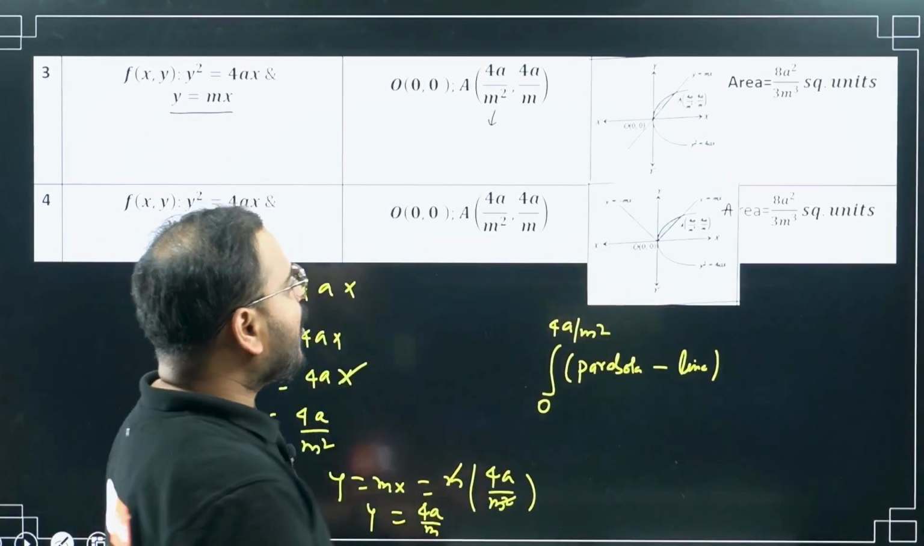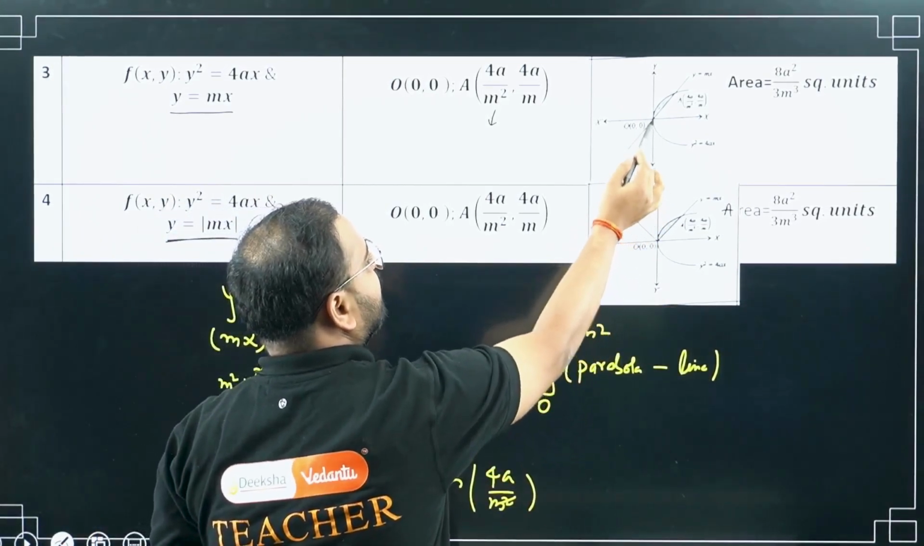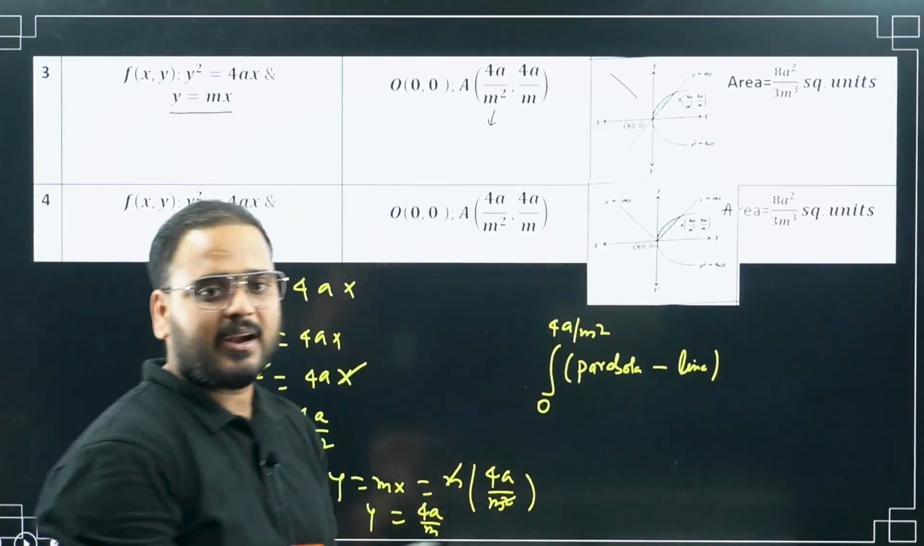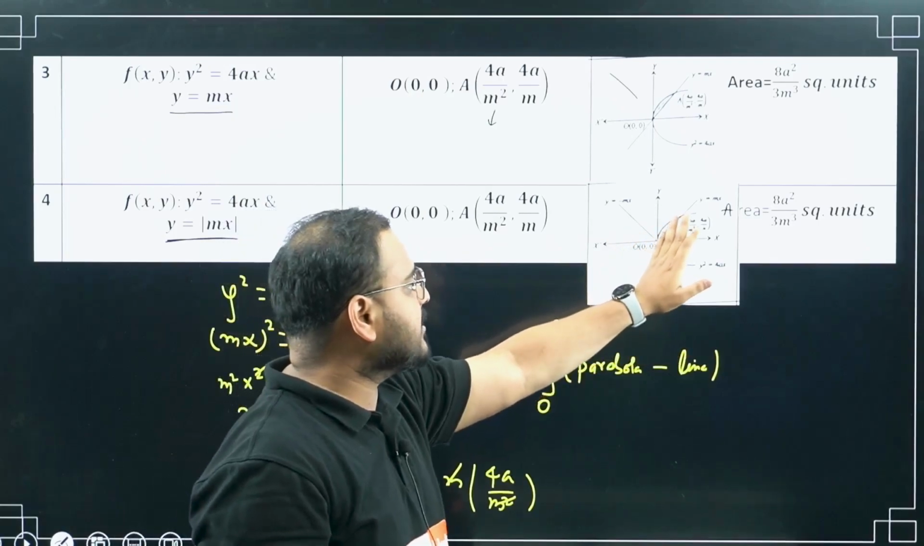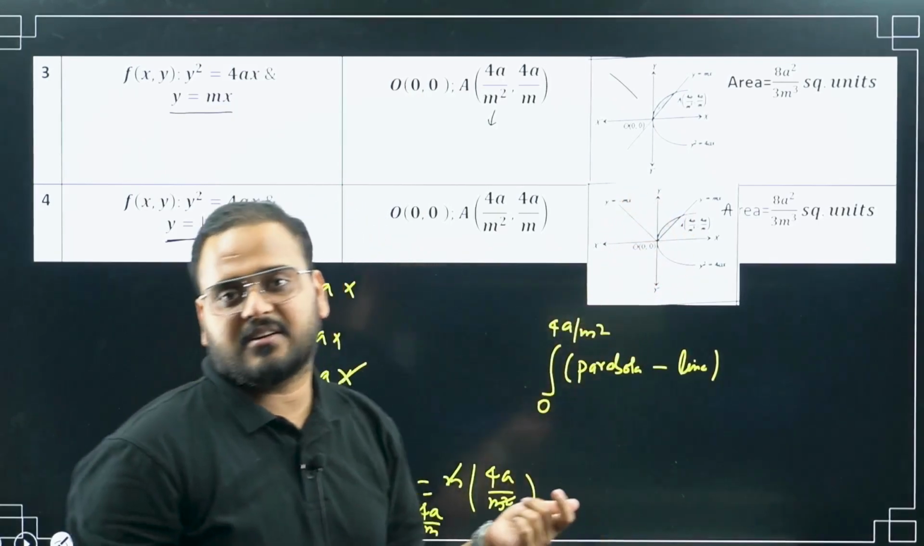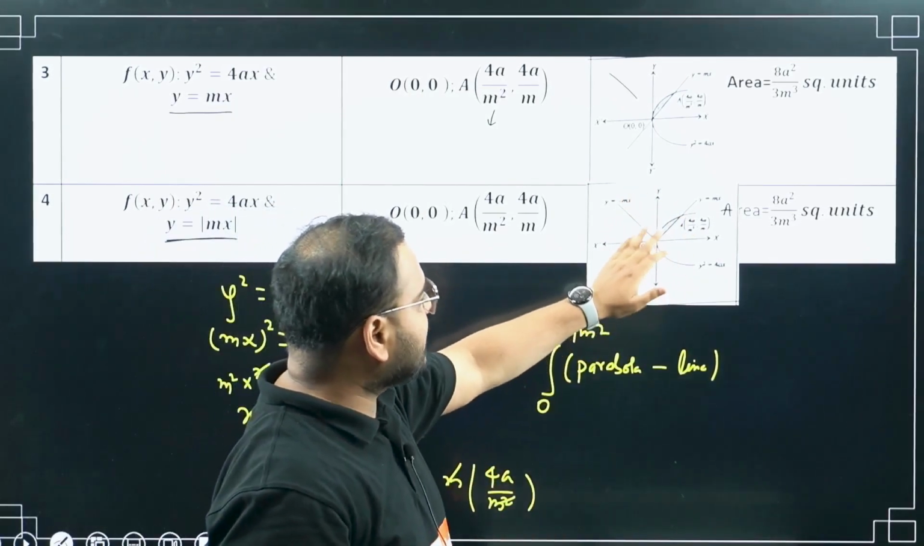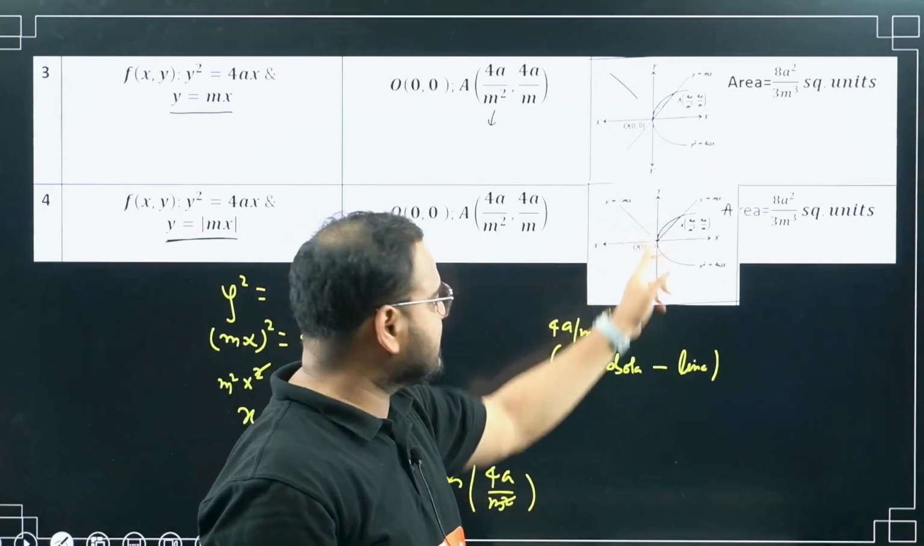How come, sir? Mod means what? This part, this line you see here will go up like this, correct? But even if it goes up, it does not matter because there's no curve on that side. This curve is not present on this side. So how will you find the area under the curve? Is there a parabolic curve on the left hand side of the y-axis? No, sir.